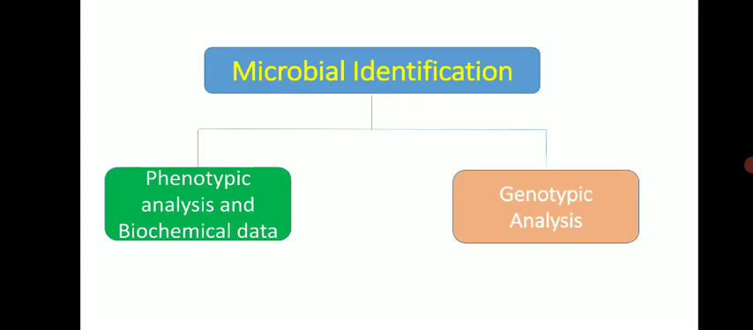In case of microbes, identification is carried out by two methods: phenotypic analysis along with biochemical data, and genotypic analysis. Phenotypic analysis and biochemical data are mostly based on phenotypic characters as well as some physiological and biochemical characteristics, whereas genotypic analysis depends upon the molecular level, where genes, DNA and RNA are characterized for microbial identification.